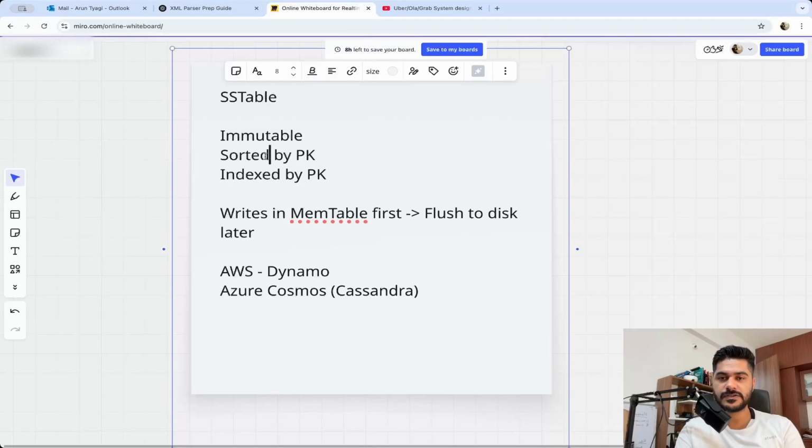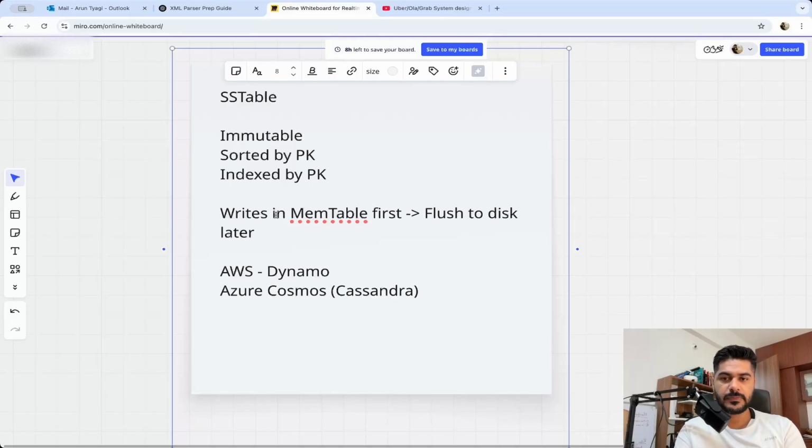They are always sorted by partition key, hence it is easy to go to a particular partition key in the DB. It is indexed by partition key, right? So directly from the index file, you directly know where to go. Within a partition key, data is sorted.